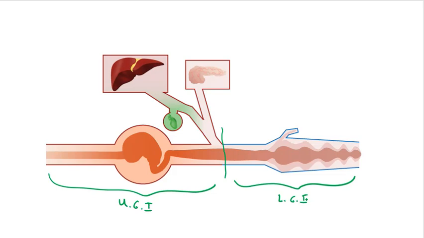So how do these relate to function? Well, here you go. The upper GI is all about ingestion and digestion, or the breakdown of food. The lower GI is about absorption of nutrients and water so they can enter the bloodstream, and elimination.